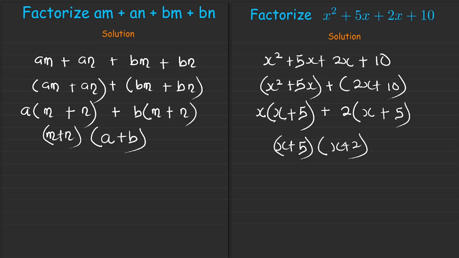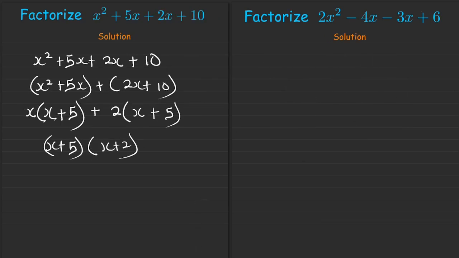Very, very simple. Now it is important you take a critical look at the terms when there are negatives in there. For this question, it says 2x squared minus 4x minus 3x plus 6. So 2x squared minus 4x minus 3x plus 6. As you can see, there are 4 terms present over here: 1, 2, 3, then your last one being 4. So to use the method, we say we group them into 2s.